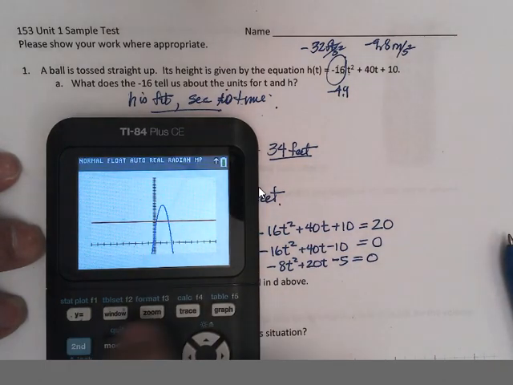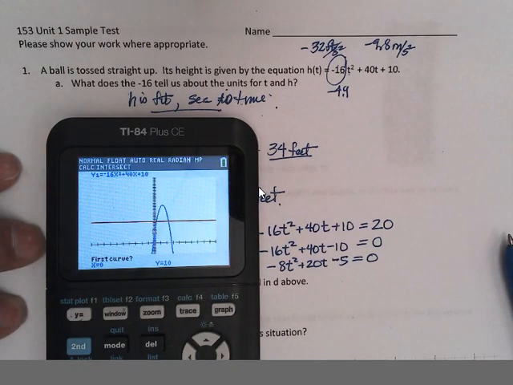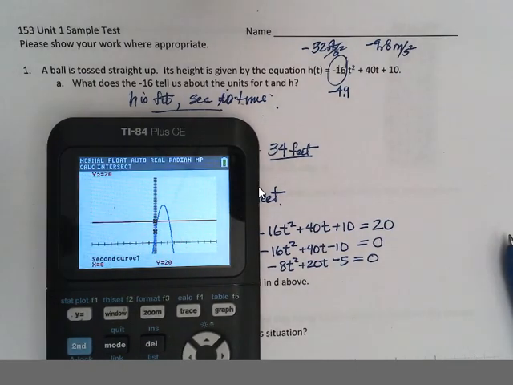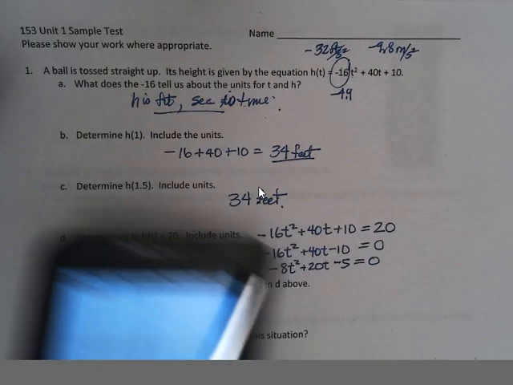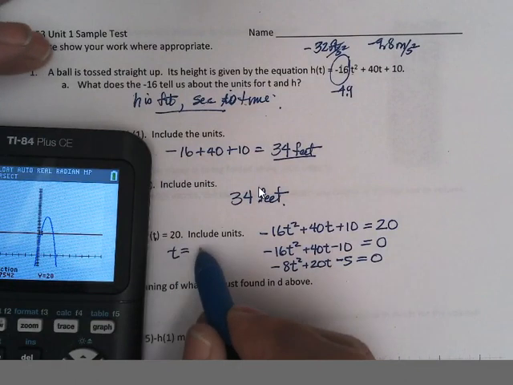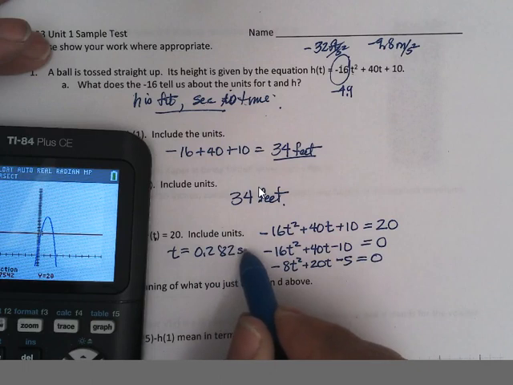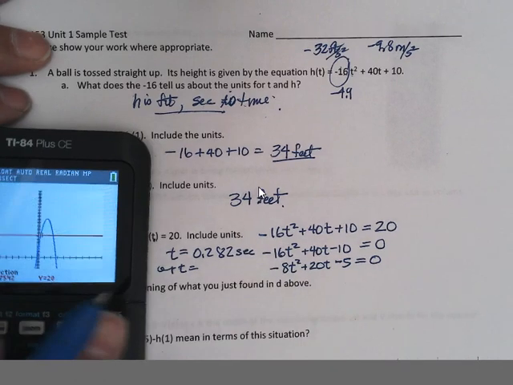And I can go second, calculate the intersection of this equation, so I press enter, and that equation, press enter, and then press enter, and it finds this one at 0.281 seconds. So this doesn't factor nicely. T would either equal 0.282 seconds approximately, or T would equal, we've got to find that other one.